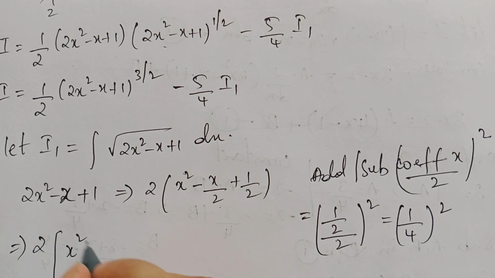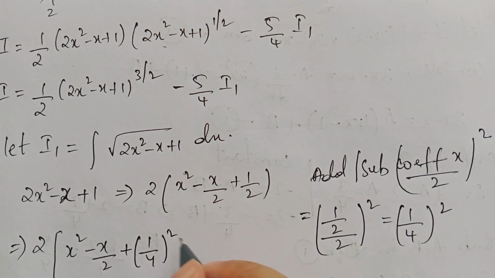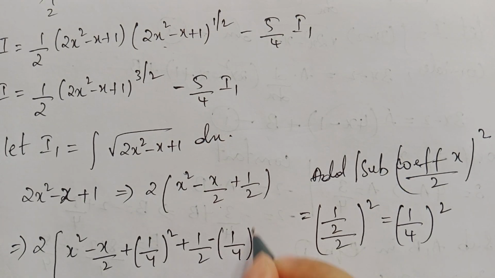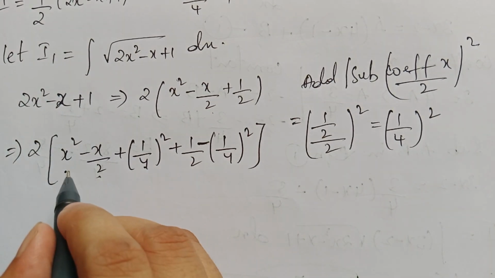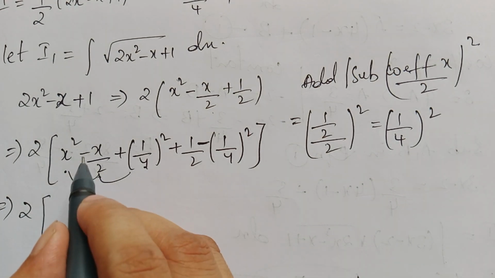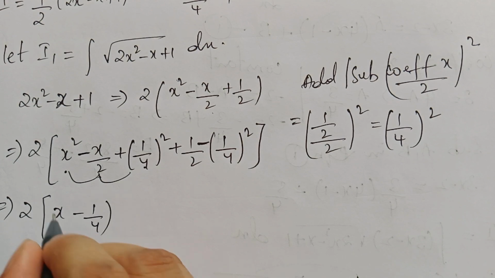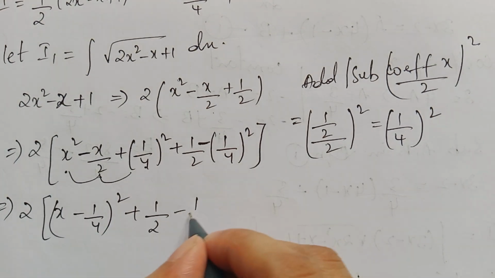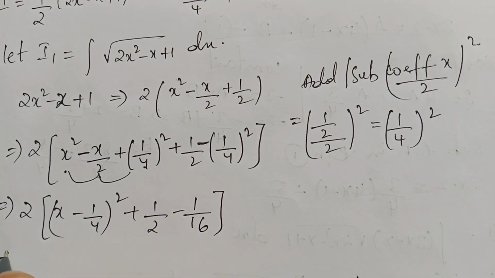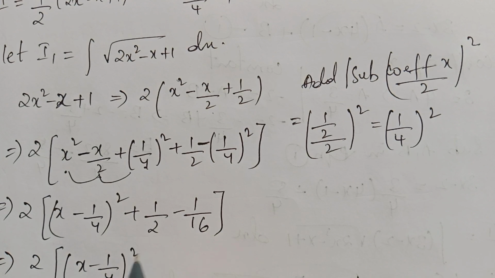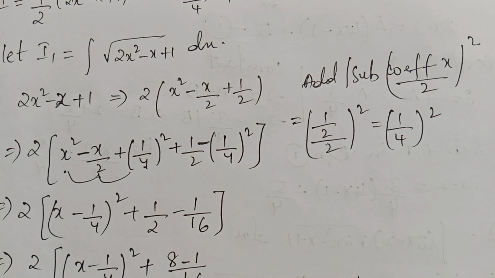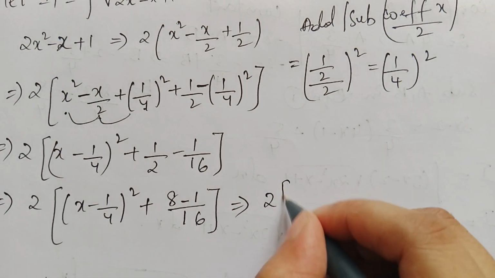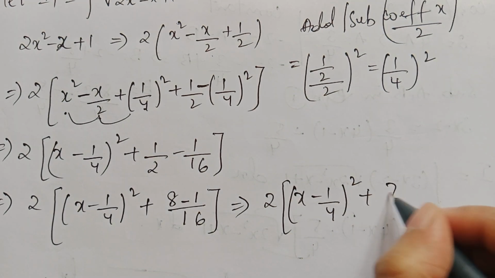So it is 2 into x square minus x by 2 plus 1 by 4 whole square plus 1 by 2 and minus 1 by 4 whole square. So we added and subtracted. Okay, so this can be written in the form of a square plus b square minus 2ab, these three terms. So it is a minus b whole square. So it is x minus 1 by 4 whole square plus 1 by 2 minus 1 by 4 square, which is 16, right? So it is equal to 2 into x minus 1 by 4 whole square plus the LCM of 16 and 2 is 16. So it is 8 minus 1 by 16. So this is equal to 2 into x minus 1 by 4 whole square plus 7 by 16.